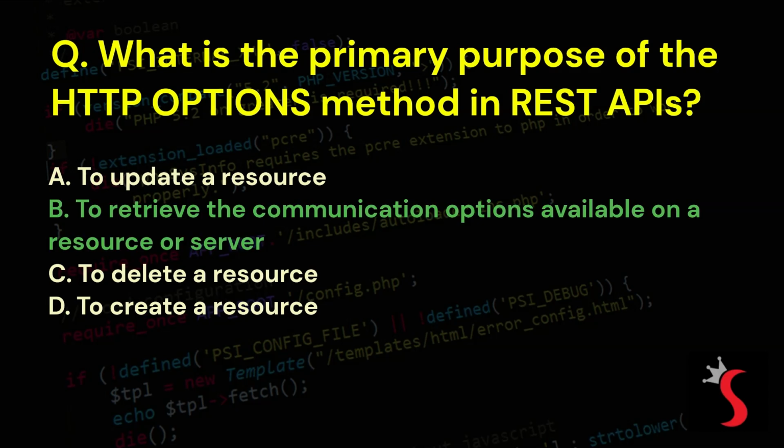And correct answer is option B, to retrieve the communication options available on a resource or server. Each method has a specific purpose and meaning, and they are used to perform different actions on a resource. The HTTP options method is used to request information about the communication options available for a given resource.